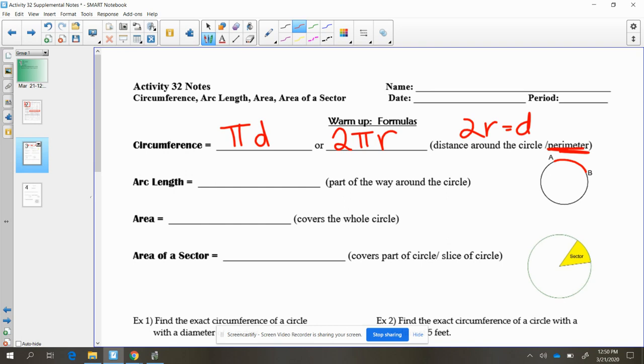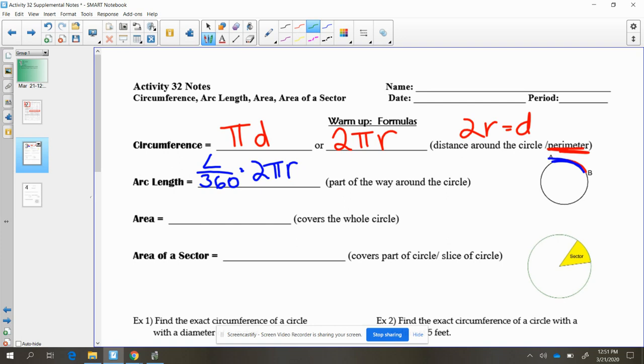Now, arc length, if you notice here in the picture provided for AB, is just a portion of your circumference. It's a fraction of it. What fraction is it? Well, that's where the central angle measure over 360 degrees comes in, because that's going to be the fraction of the circumference: 2 pi r, or pi times diameter, depending on what you're given.